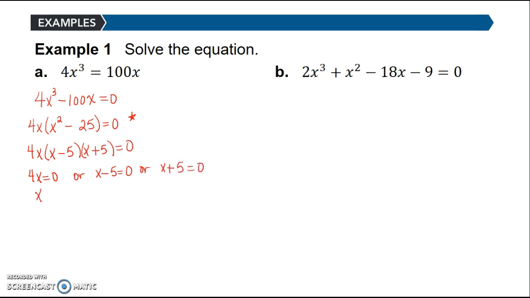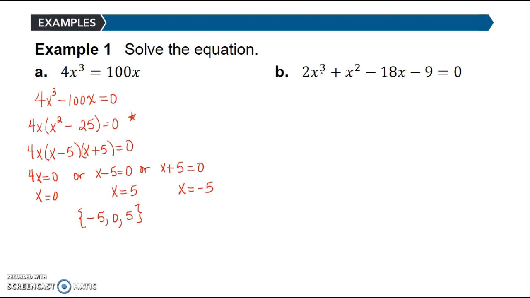So our solutions are, if we divide the first equation by 4, we get 0. We can add 5 to get x equals 5, or subtract 5 to get negative 5. So our solutions are negative 5, 0, 5. Remember that we write our solutions in order from smallest to largest. We separate them by a comma. In Top Hat, you want to do that, but you don't want to put any spaces between the solutions because it doesn't read the spaces correctly.